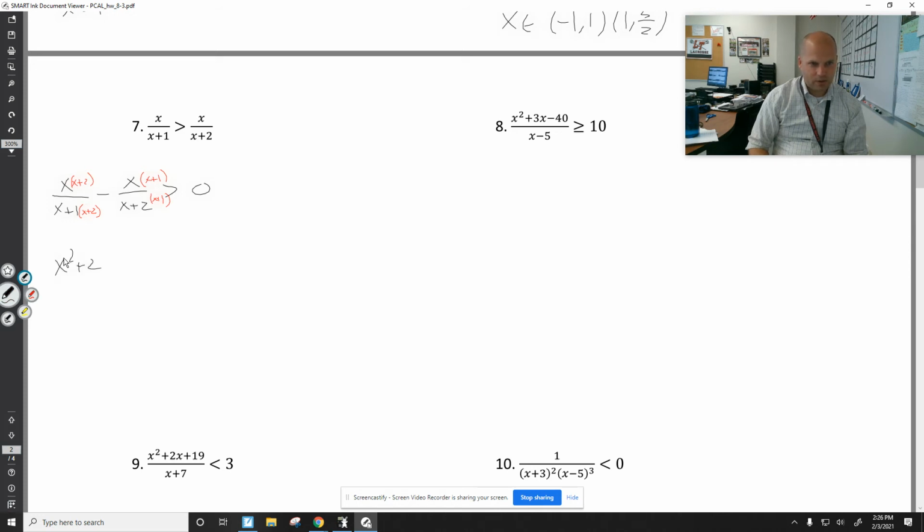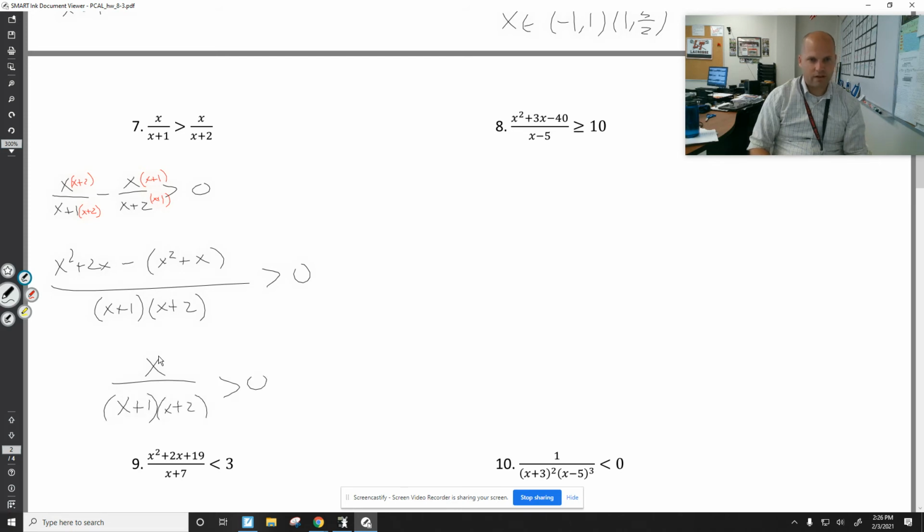It's x squared plus 2x. I've got to multiply this guy. x squared plus x. You're going to subtract them over the common denominator when I combine them. x plus 1, x plus 2, that's greater than 0. Simplify the numerator. x squareds go away. 2x minus x is just 1x. When is that greater than 0?